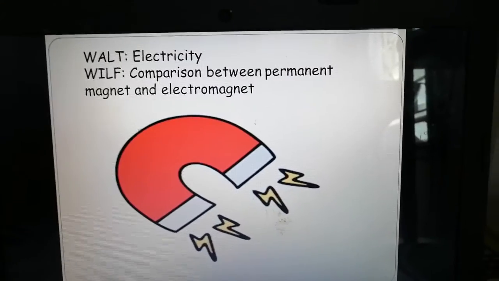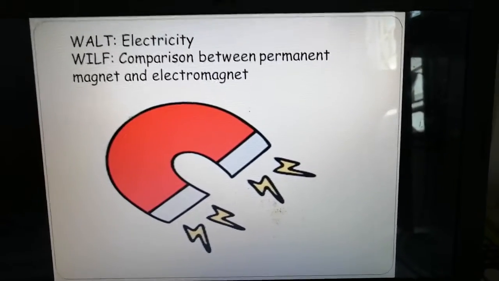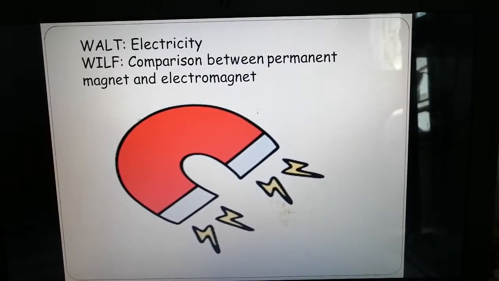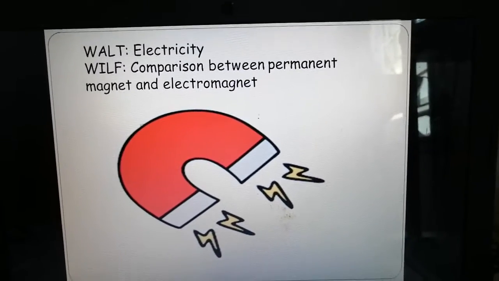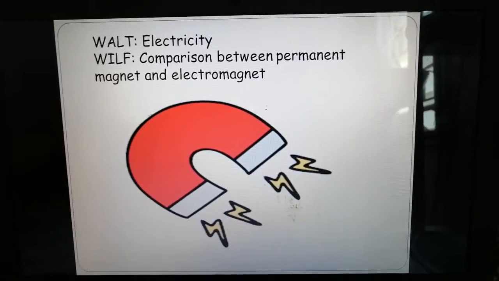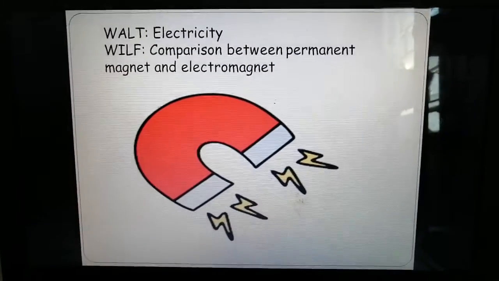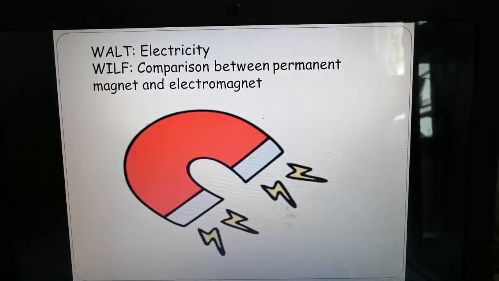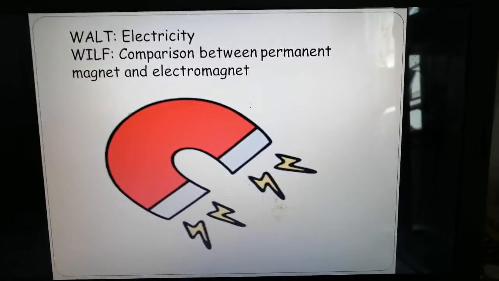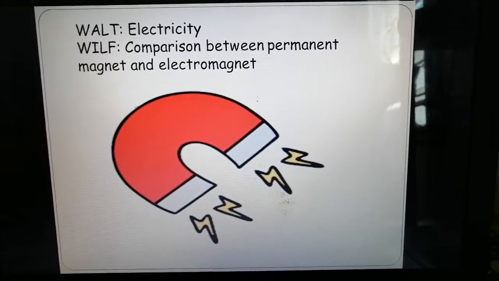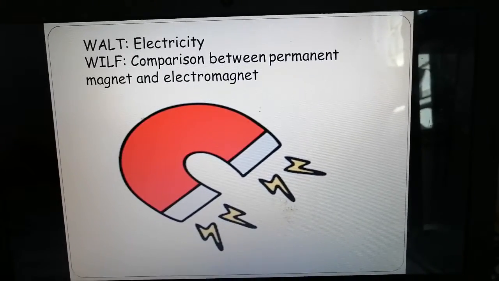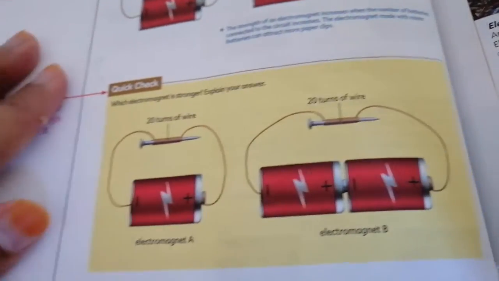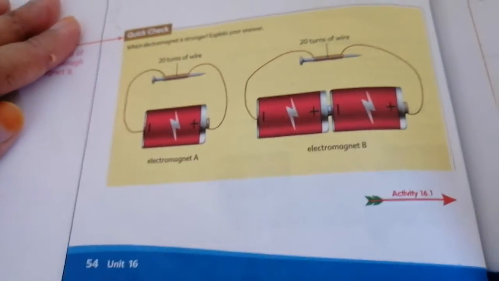Understand? So for this week we need to continue our lesson, which is still in the same topic, electricity, and the same subtopic, electromagnet. Today I just continue to the comparison between permanent magnet and electromagnet. Before we start, I want to discuss your last exercise. Your previous exercise is quick check page 54.